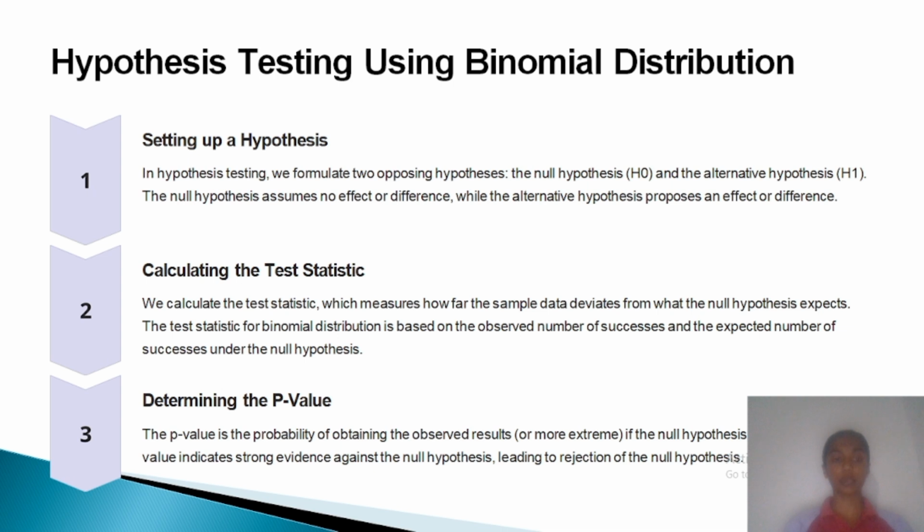Determining the p-value. The p-value is the probability of obtaining the observed results if the null hypothesis is true. A small p-value indicates strong evidence against the null hypothesis, leading to the rejection of the null hypothesis.